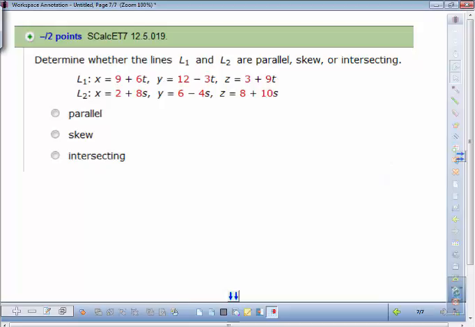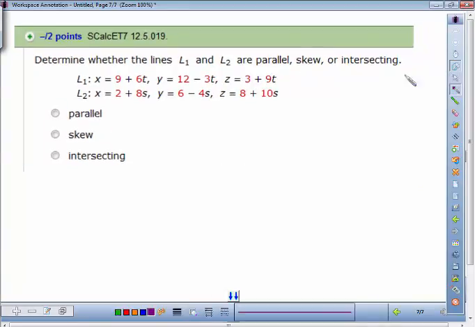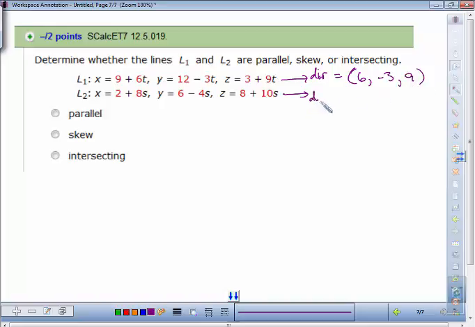So let's see if we can remember, based on what you know so far, let's see if we can extract the direction here. So direction for the first line, I want a vector out of this. Do you remember which the direction is? Is it 9, 12, 3, or is it 6, negative 3, 9? It's the one with a T, remember? The direction is the one with a T. So I'm looking at 6, negative 3, and 9. So let's compare that to the direction of the second one.